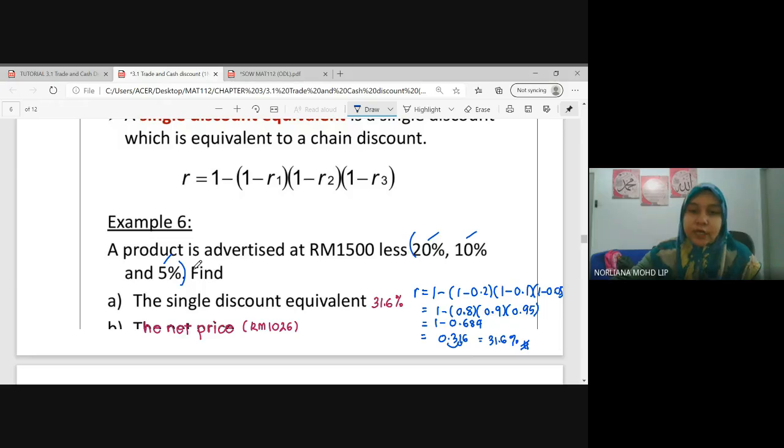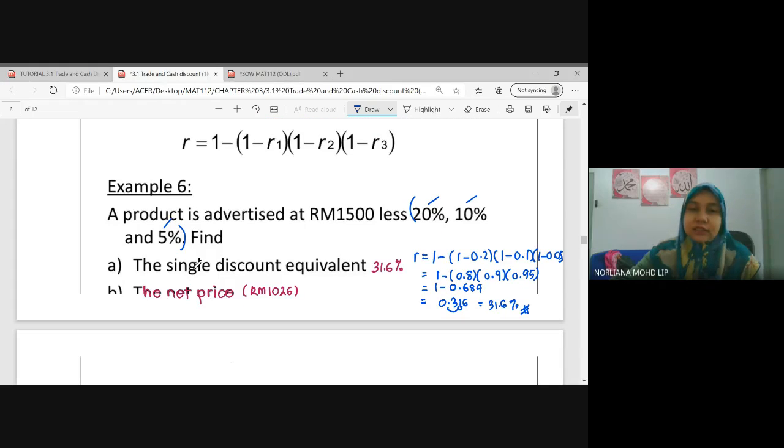Okay, so the net price of this product. Teruslah boleh gunakan. Kita dah tahu total. Ni sama ada awak nak guna net price using chain discount ataupun net price using a single discount. Dua-dua boleh. So untuk using the single discount, kita ni tahu lah ni single discount ni kan.